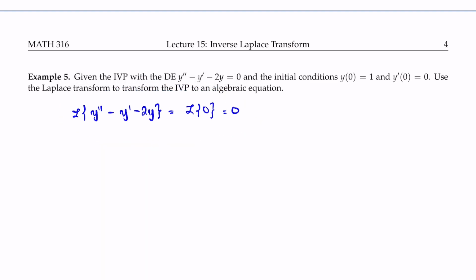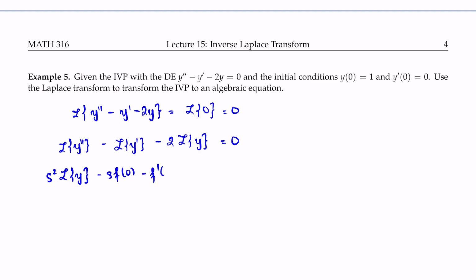Laplace transform of the left-hand side, you can apply the linear operator properties of the Laplace transform. That is, you're going to have Laplace transform of y double prime minus Laplace transform of y prime minus 2 times Laplace transform of y equal to 0. And Laplace transform of y double prime is going to be s squared times Laplace transform of y minus s times y of 0 minus y prime of 0. Then minus Laplace transform of the first derivative, that is s times Laplace transform of y minus y of 0.